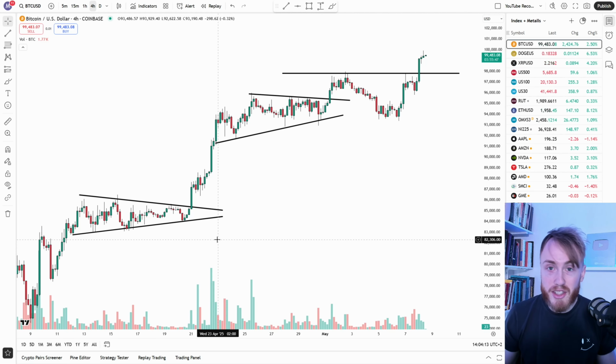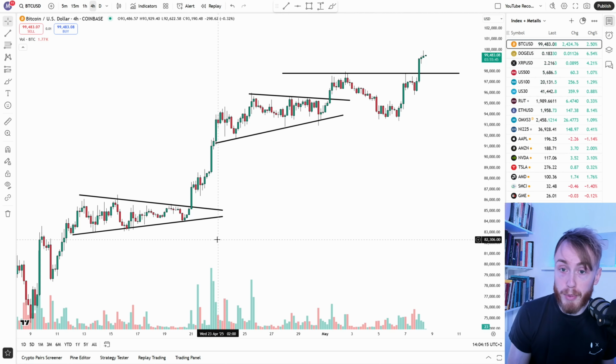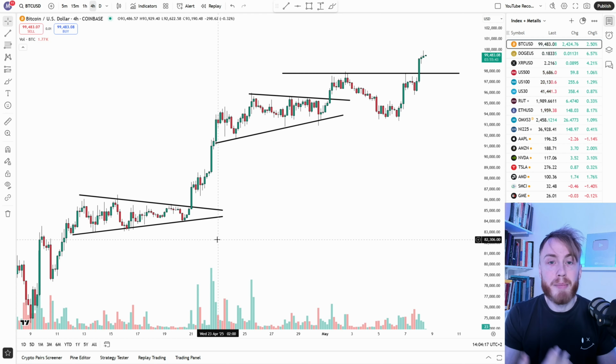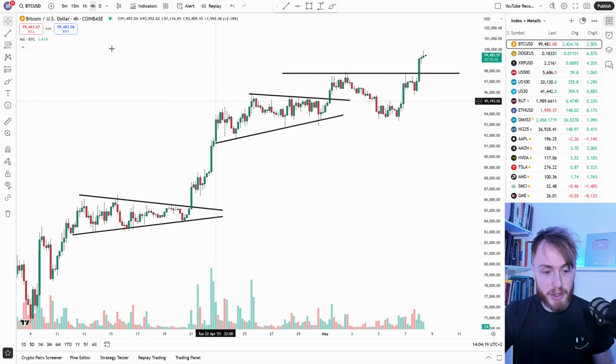But alright, so now let's jump into TradingView and take a look at some examples of good breakouts, but also some examples of fake outs.